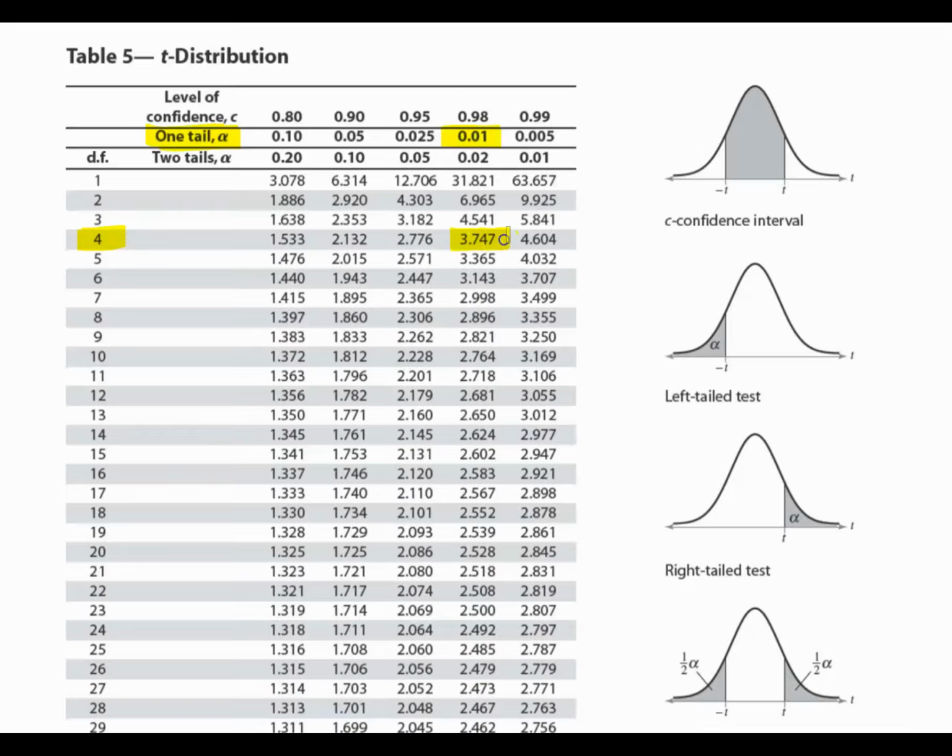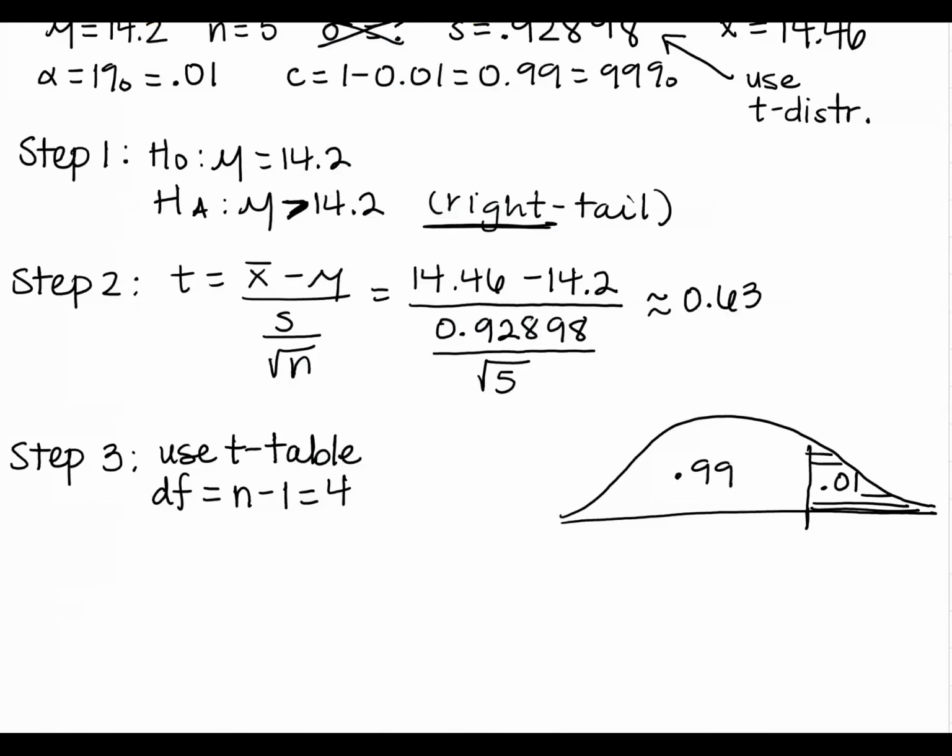And so that tells us that our critical value is 3.747. So we have 3.747 for our critical value. And now we will take our test statistic of 0.63 and drop that into this picture. 0.63 is rather close to 0, so that's going to be closer to the middle of this bell curve. And we see that this does not land into the rejection region.